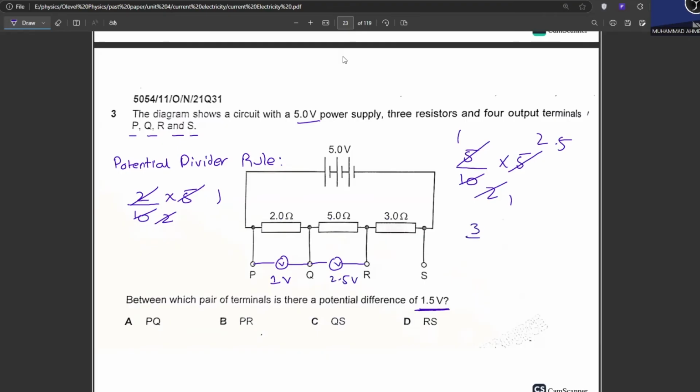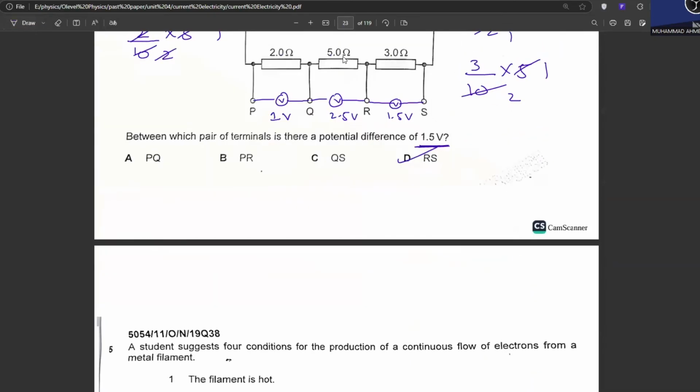Now let's do the same thing with 3 ohm. 3 divided by 10 into 5, this becomes 1, this becomes 2. If I place a voltmeter across RS, I will get a voltage value of 1.5 volts. So across which terminals will I get a voltage value of 1.5 volts? RS is your answer. Let's further move ahead.